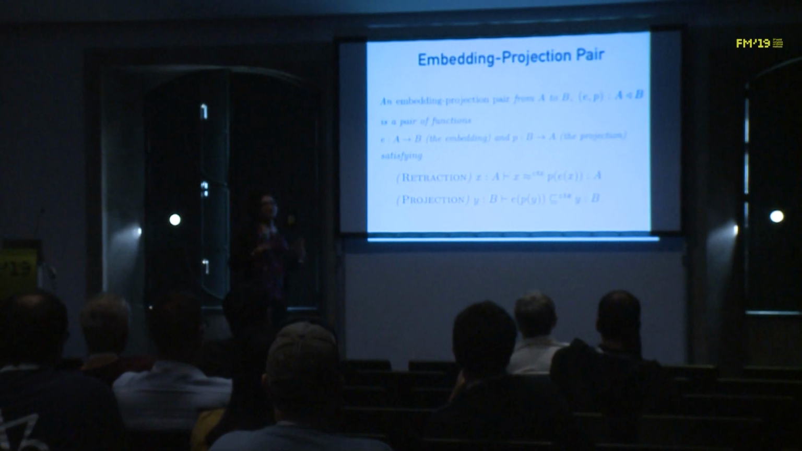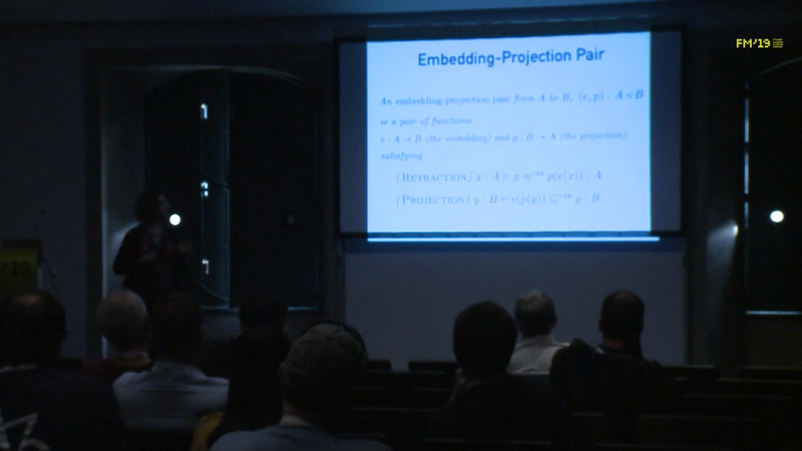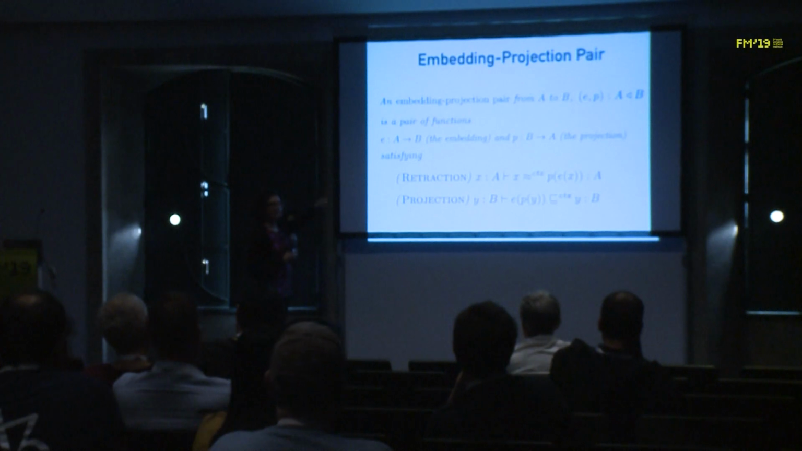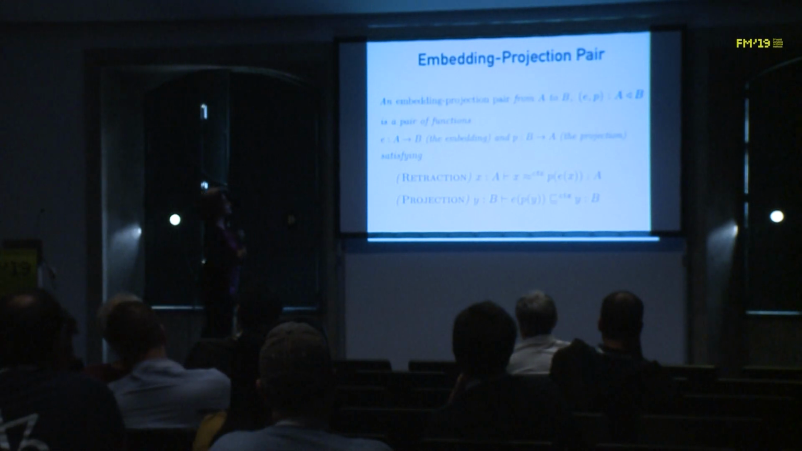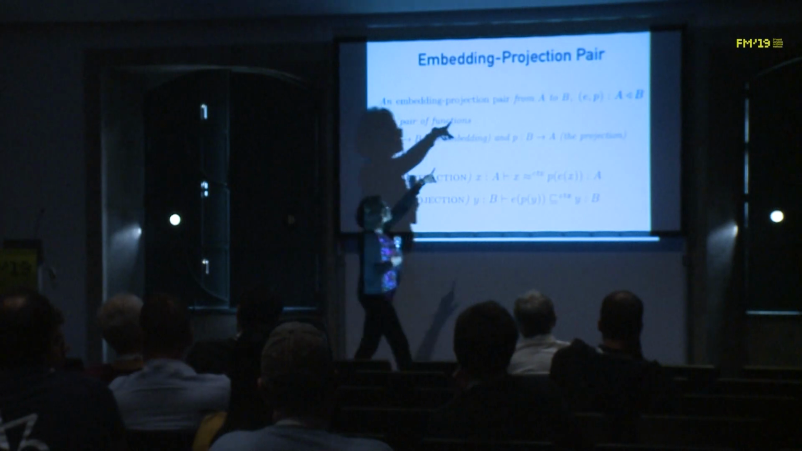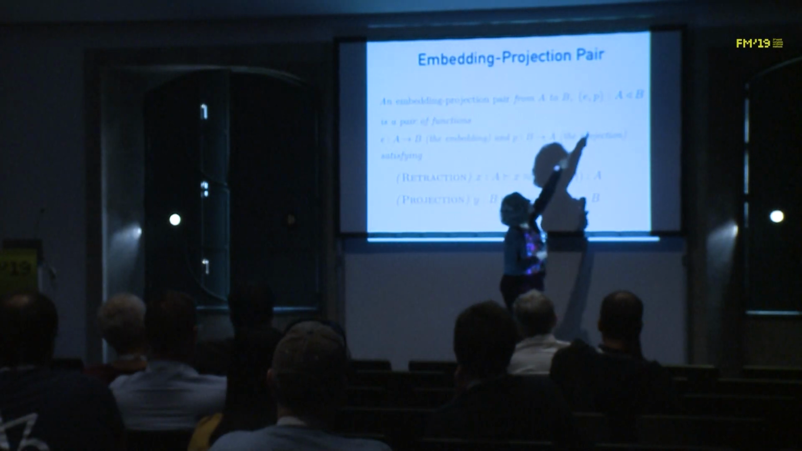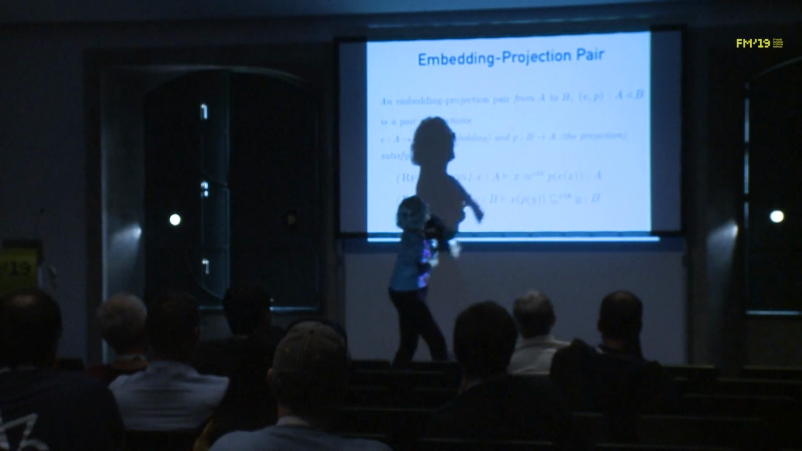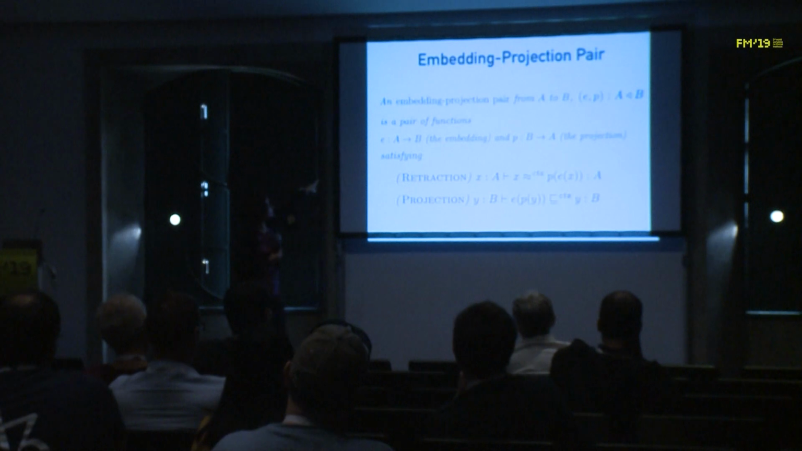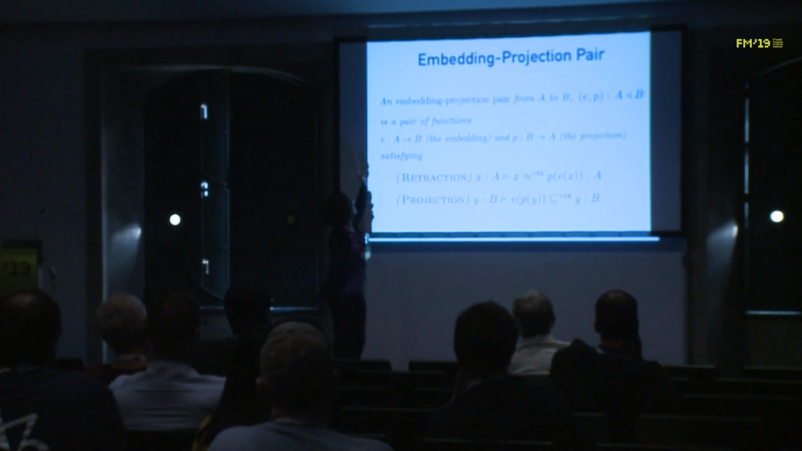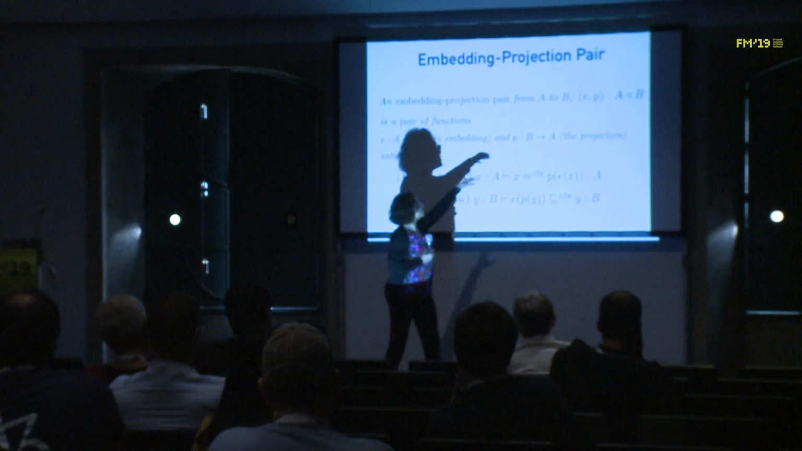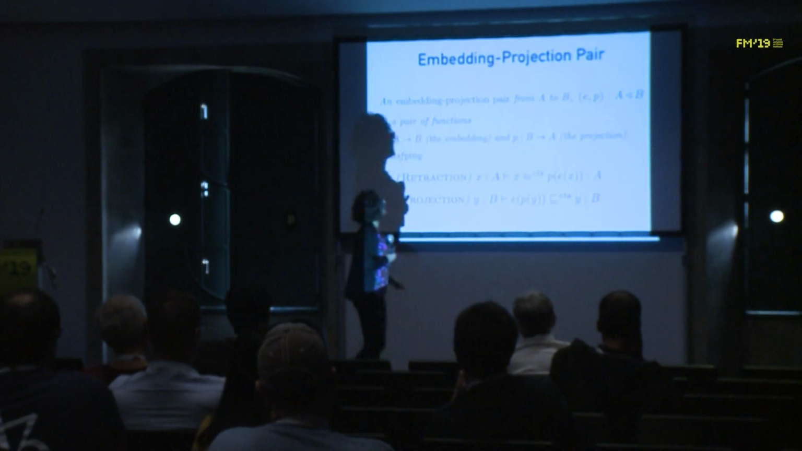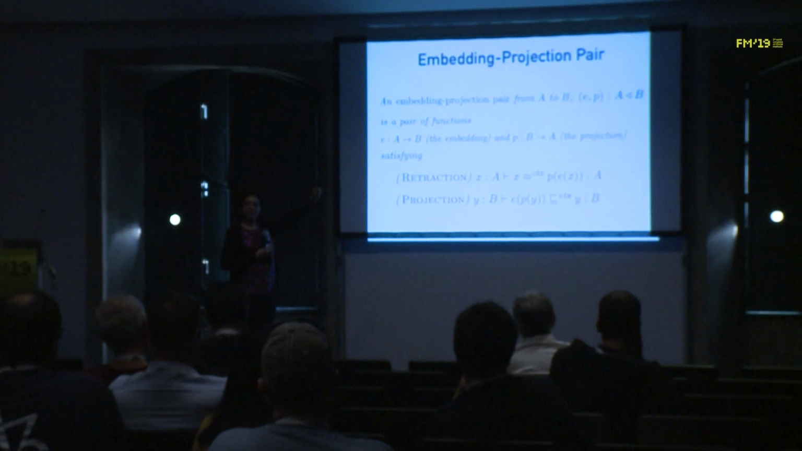Embedding-projection pairs essentially go back to Dana Scott's seminal work on semantics of programming languages and recursive functions and so on, with a very tiny variation, but I'll explain it from scratch. So what is an embedding-projection pair? An embedding-projection pair from A to B, where E is the embedding and P is the projection, I want you to think of as A being more precise than B. So it's a pair of functions, the embedding from A to B. Embedding goes to a less precise type, and the projection goes from the less precise type to the more precise type, such that it satisfies these two properties.